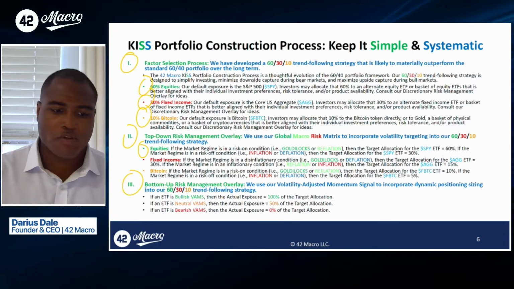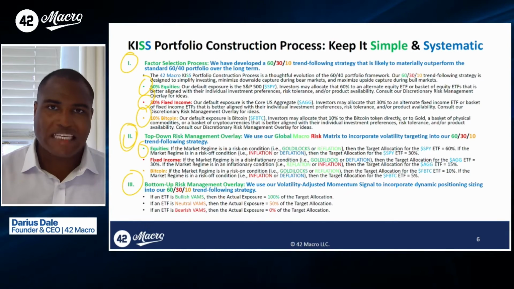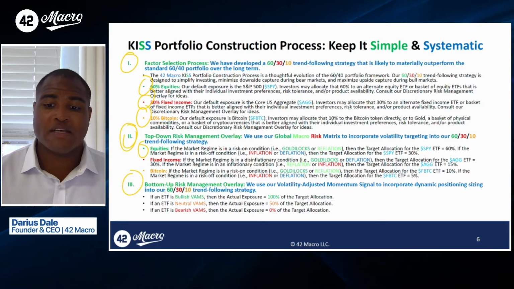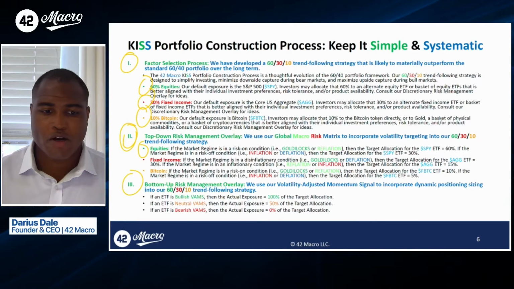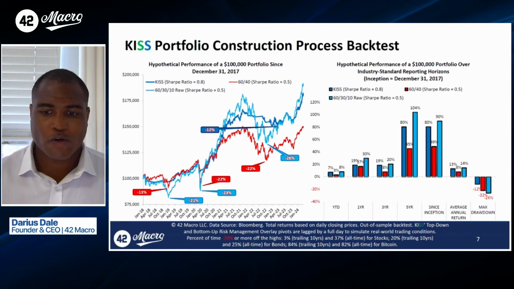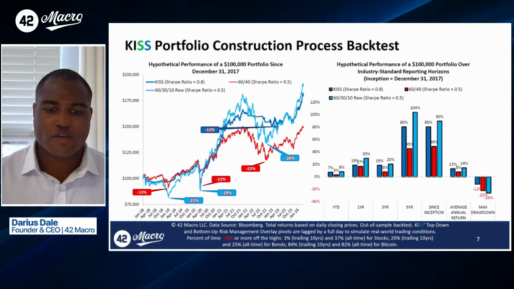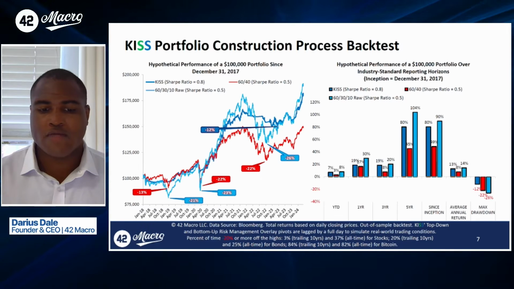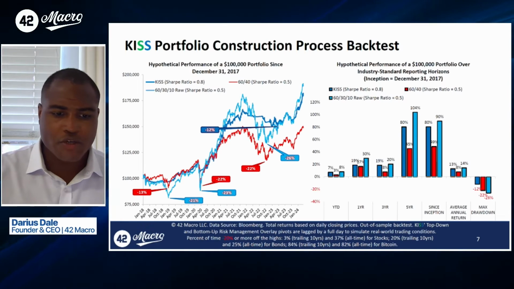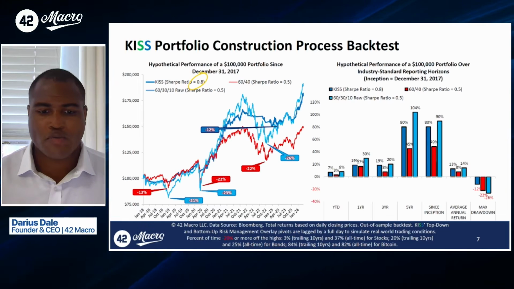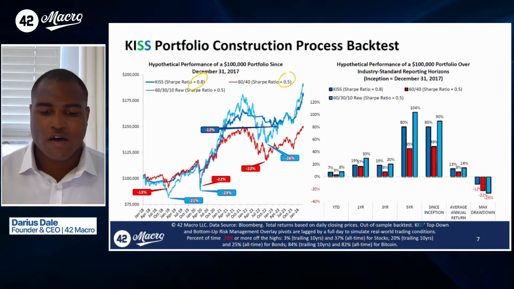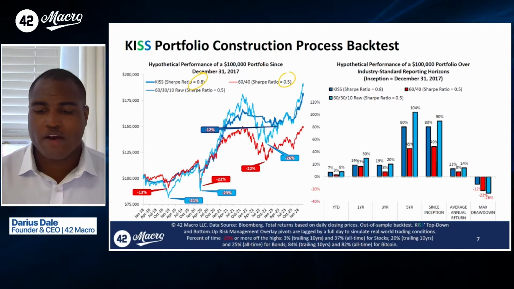Both of these overlays are designed to help you maximize upside capture in bull markets and minimize downside capture during bear markets. And so this is the backtest for our KISS portfolio construction process. On the chart on the left, we just show the hypothetical performance of a $100,000 portfolio since the end of 2017. As you can see, KISS has a Sharpe ratio of about 0.8. This compares very favorably to a Sharpe ratio of 0.5 for the 60-40 portfolio. And then on the chart on the right here, we show the hypothetical performance of the KISS portfolio over industry standard reporting horizons.